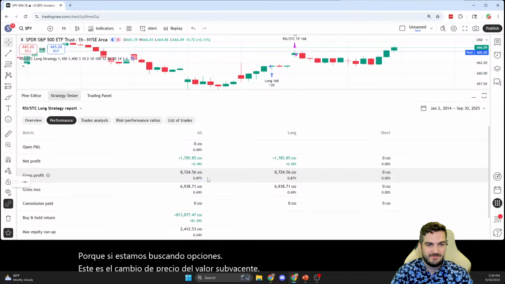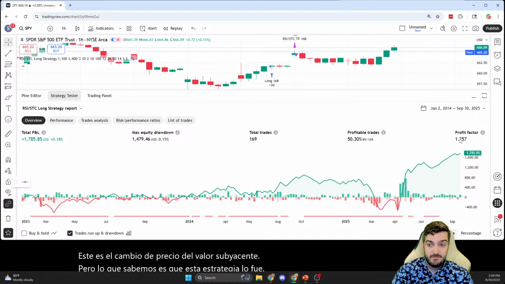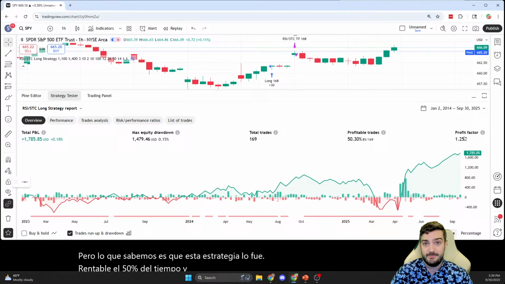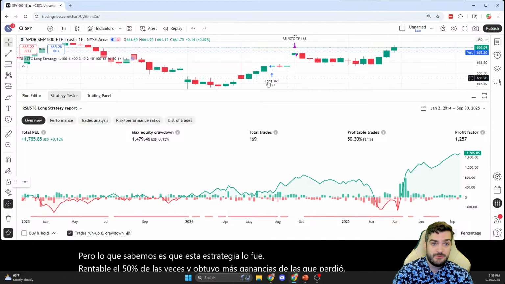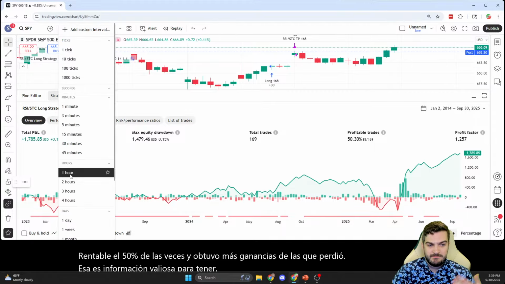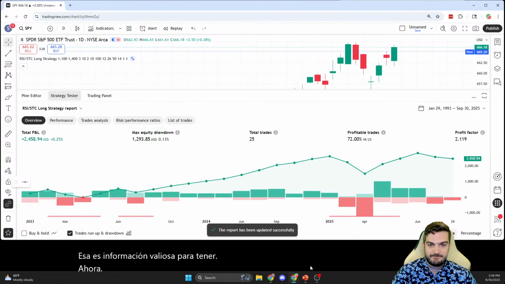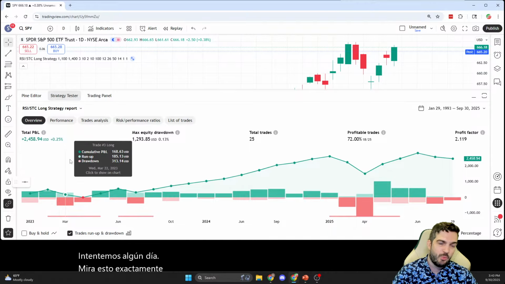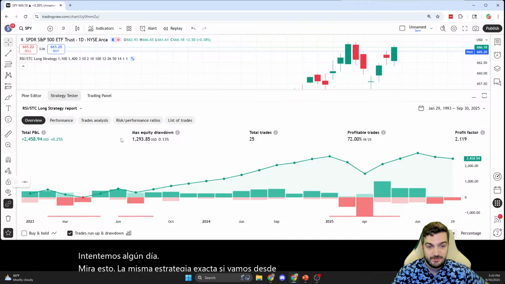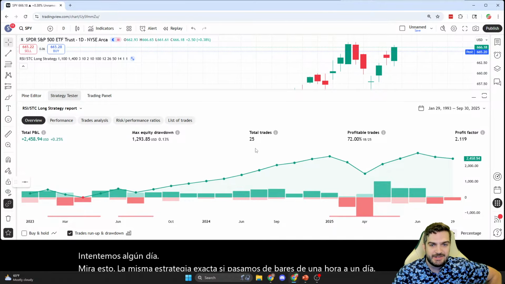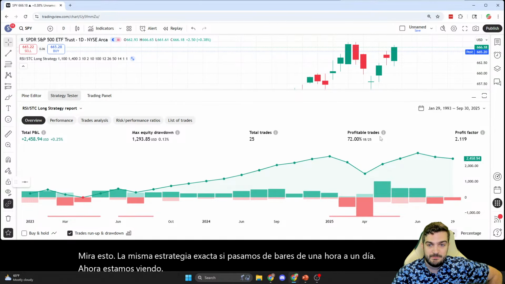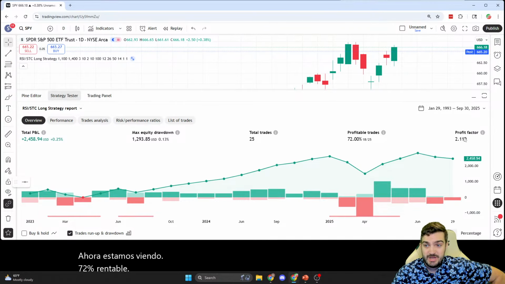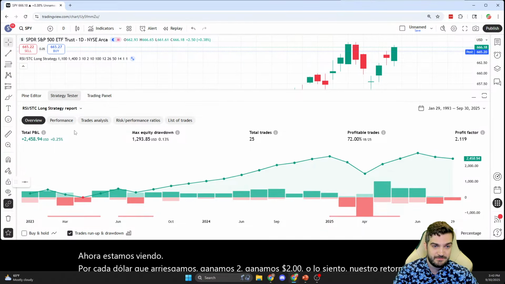But what we know is that this strategy was profitable 50% of the time and made more profit than it lost. That is valuable information to have. Now, let's try 1 day. Check this out. The same exact strategy. If we go from 1 hour to 1 day bars, now we're looking at 72% profitable. For every dollar we risked, we gained $2, or sorry, our return was $2.11.